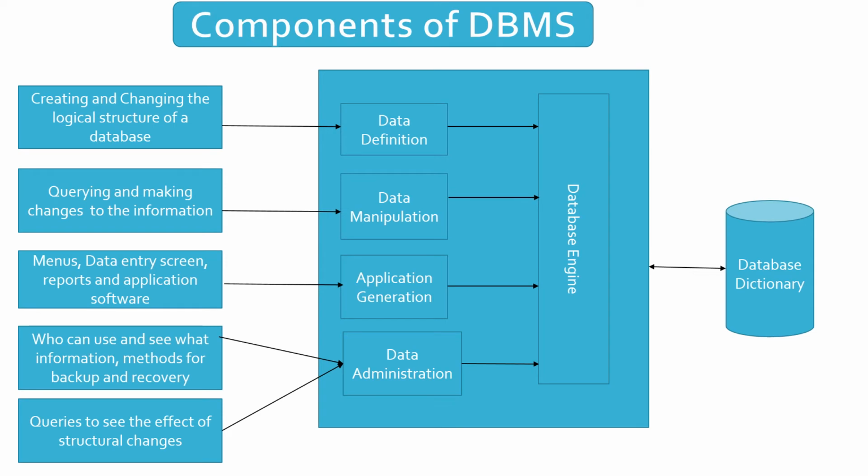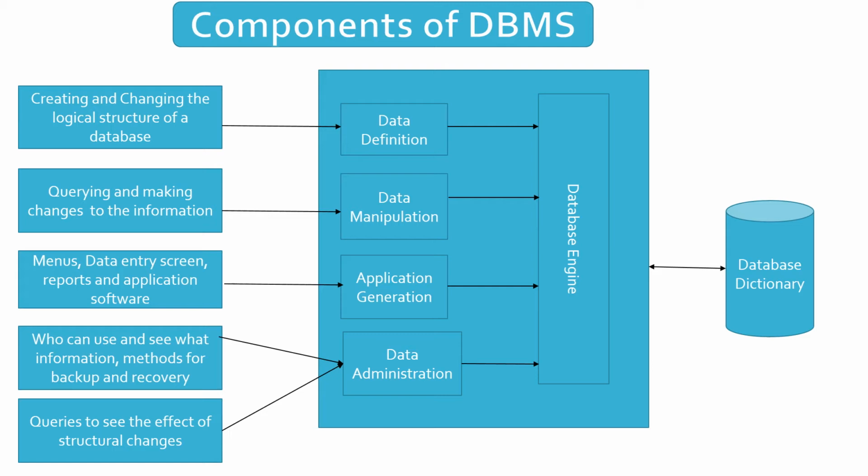This diagram represents the most important functions of a DBMS. Data definition. Data definition is creating and changing the logical structure of the database. Data manipulation. Data manipulation is querying and making changes to the information. Application generation. Application generation is menus, data entry screens, reports and application software.